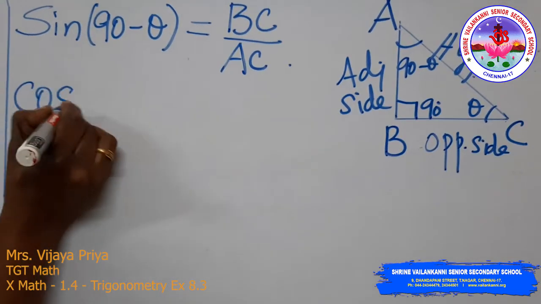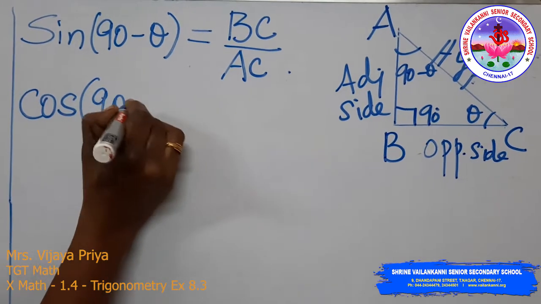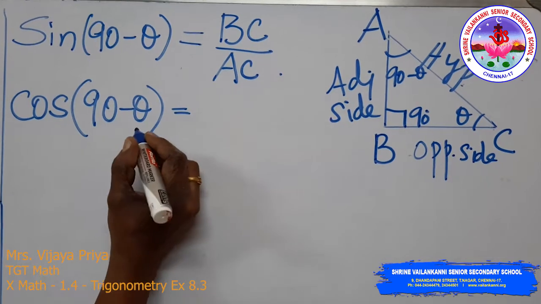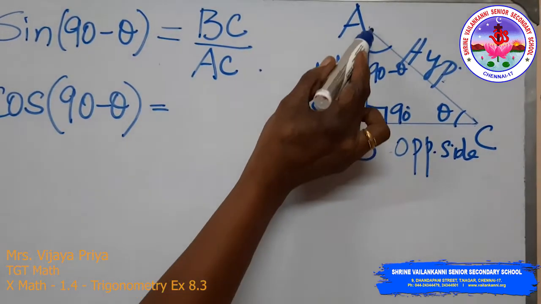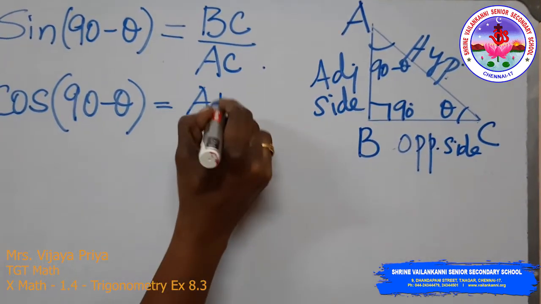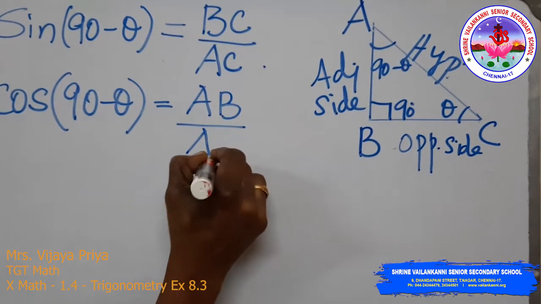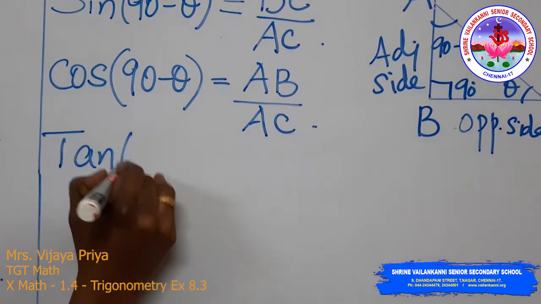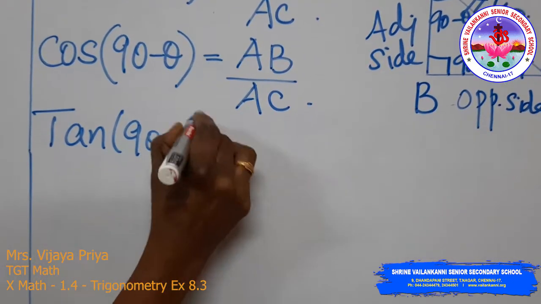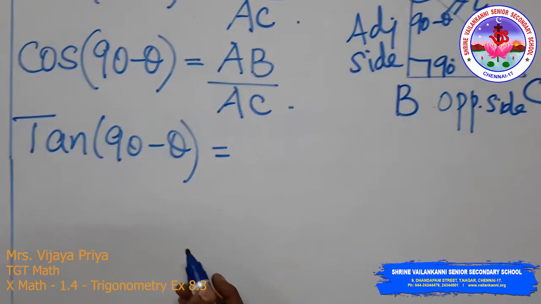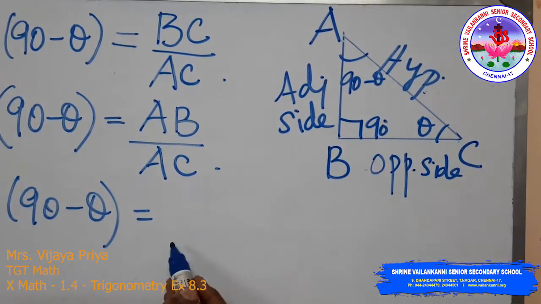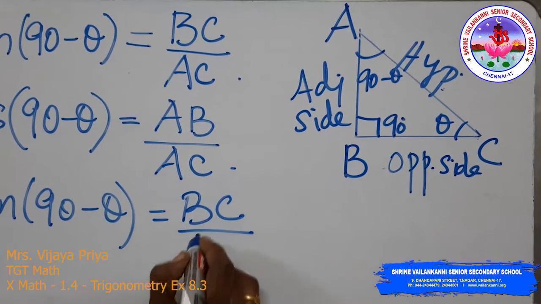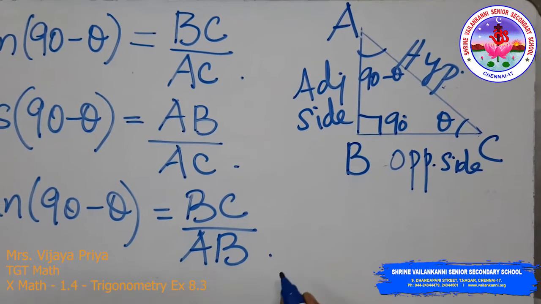Now cos of 90 minus theta is equal to the adjacent side by the hypotenuse, where the adjacent side is AB and the hypotenuse is AC. Now tan of 90 minus theta is equal to the opposite side by the adjacent side. The opposite side is BC and the adjacent side is AB.